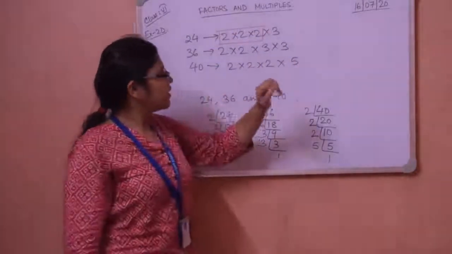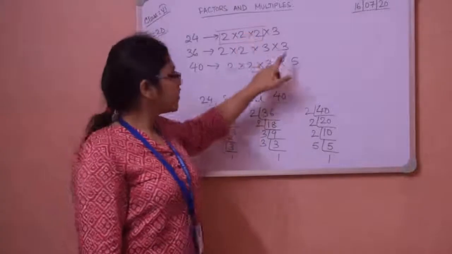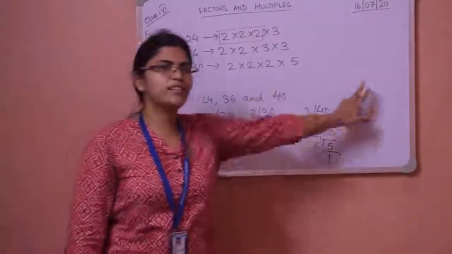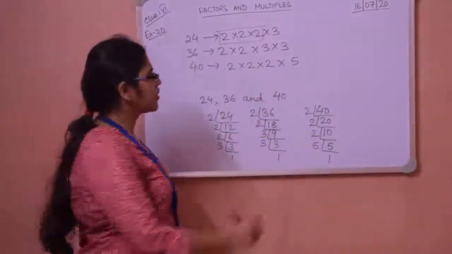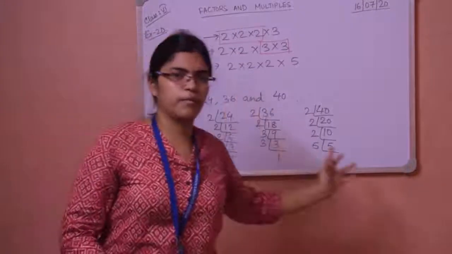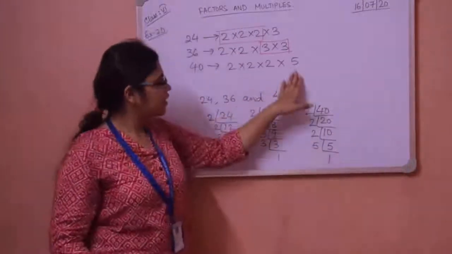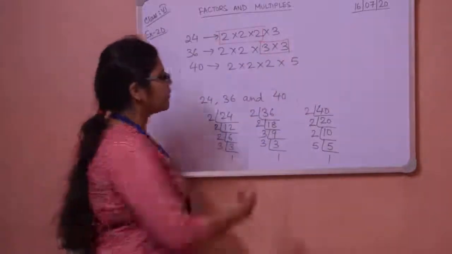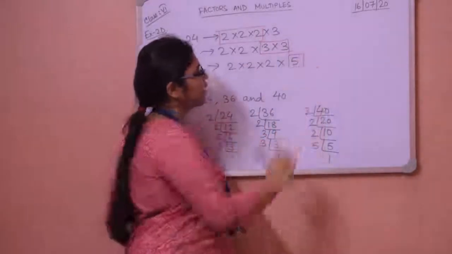Now 3, the second prime number. We have one 3 here, two 3s here, and we don't have any 3 here. So the maximum number of 3 is 2 times, and we will take the maximum number. Again we have 5 here, but there is no 5 here and here. So that means 5 we have only 1 time.